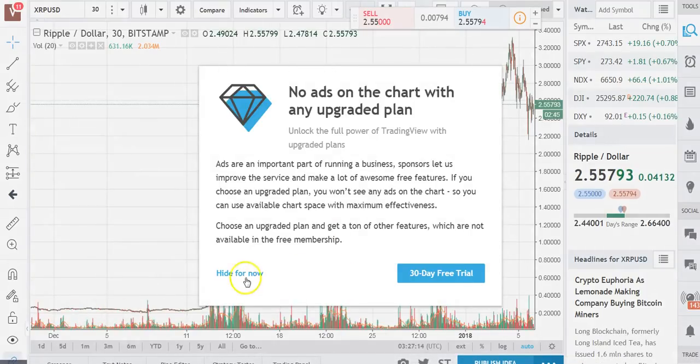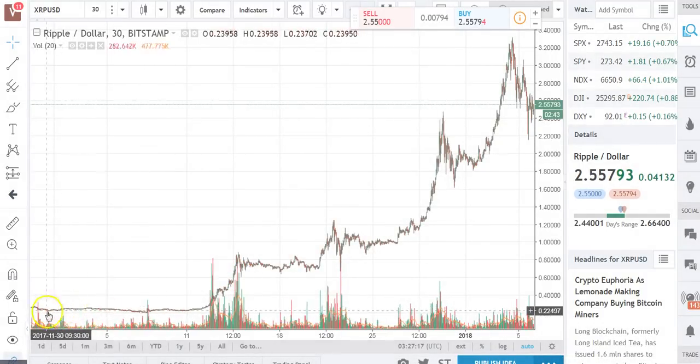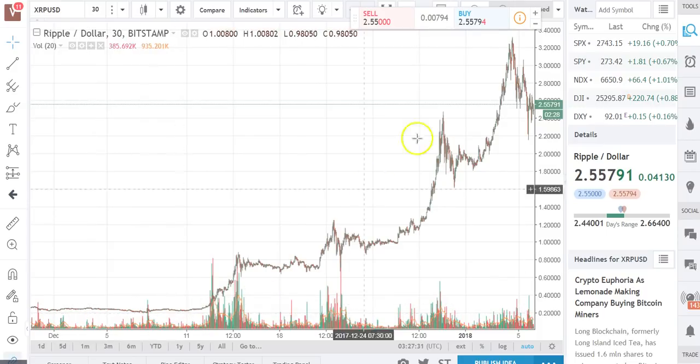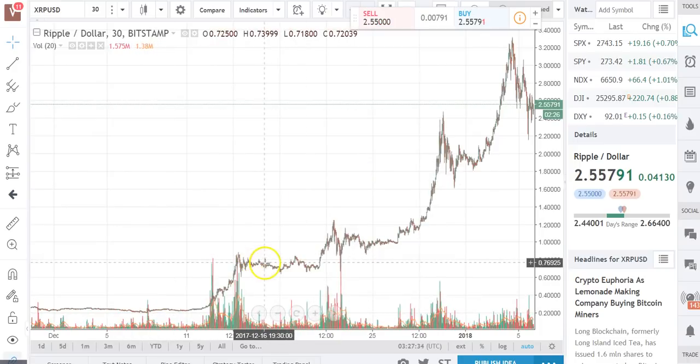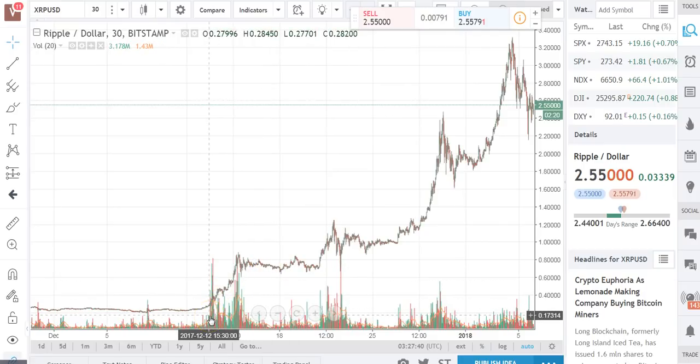I had Ripple way back in like the summer, right? And it did absolutely nothing. So I'm like, this is a crap coin, I'm getting out of this. After it went up like 5 cents, I got out of it, and now look at this, right? But I did get back in around this price right here when there were two events.